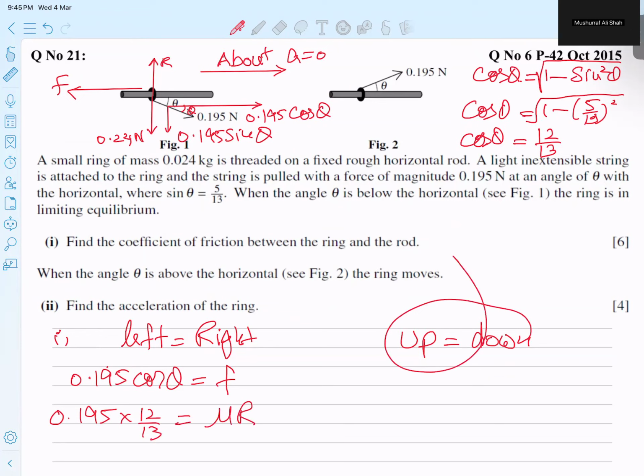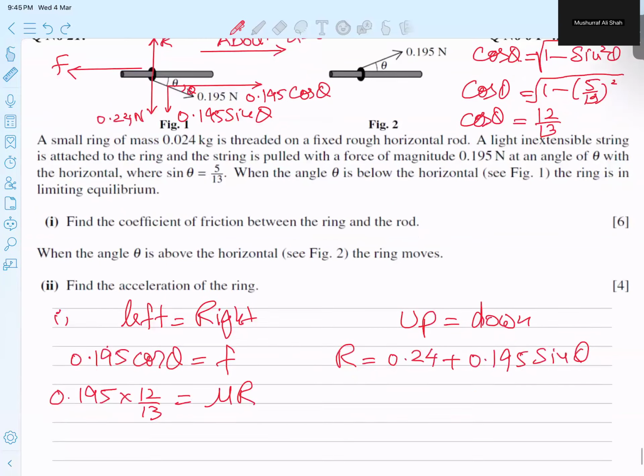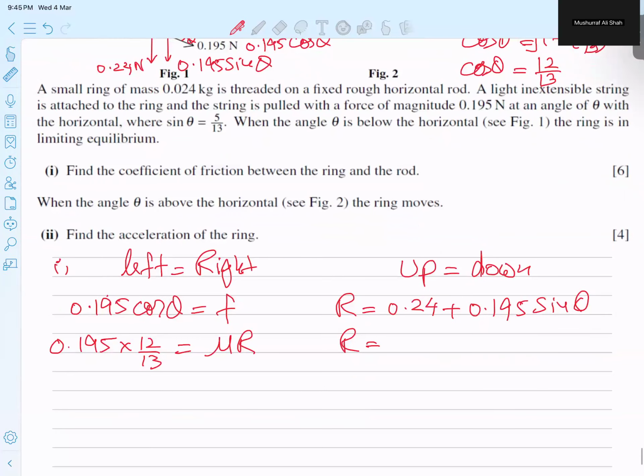Okay, now let's talk about upward force equal to downward force. So upward force is R, downward force is 0.24 plus 0.195 sine theta, and sine theta is replaced by 5 by 13. I'm writing all together 0.24 plus 0.195 times 5 divided by 13.